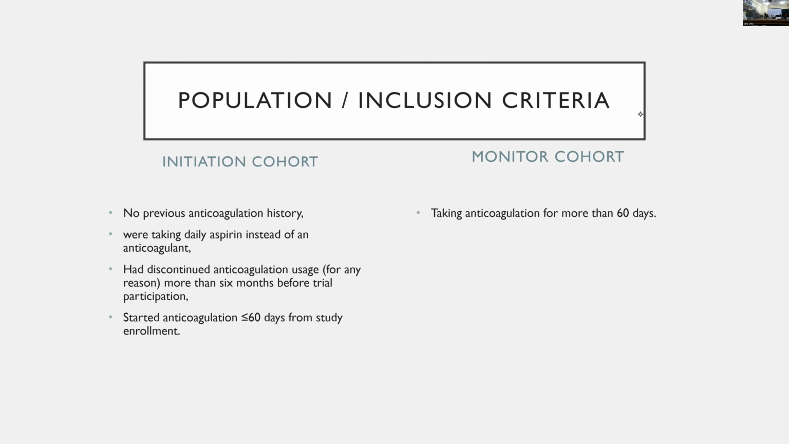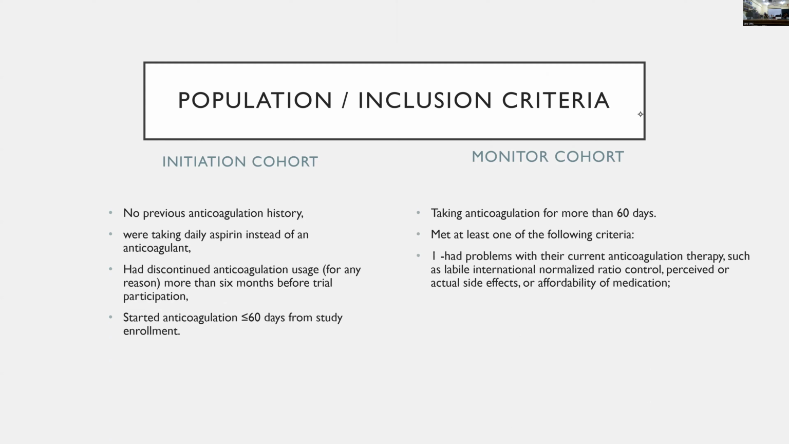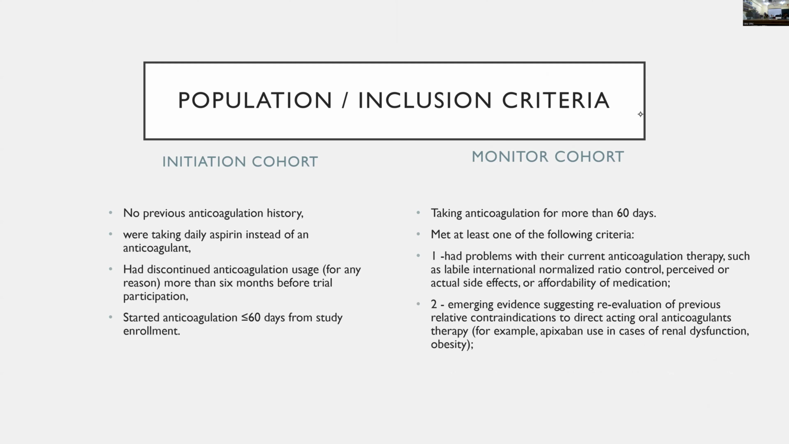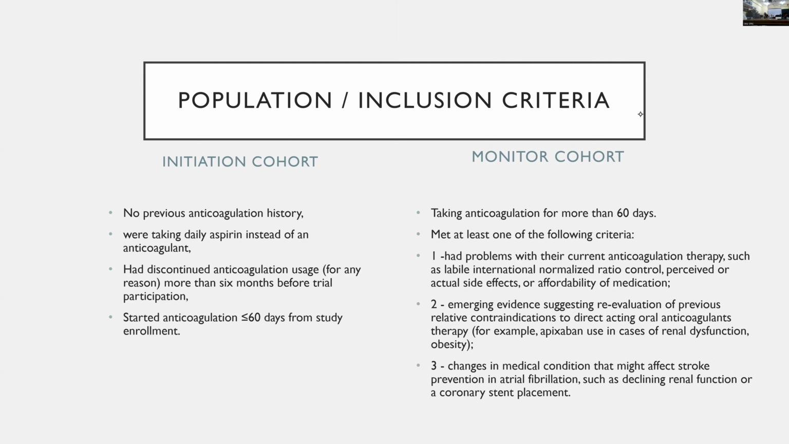Monitor cohort are people who are taking anticoagulation for more than 60 days, and they have either one of the following criteria, like they have some problems with the anticoagulation. Either the value is not correct, INR is not correct. If they have either perceived or actual side effects, or affordability cost is an issue, or they have some previous contraindication that has changed. For example, apixaban use in renal dysfunction or obesity, and now the criteria has changed. Or the medical condition has changed that will affect stroke prevention. For example, the renal parameters are going up, or there's a stent placement. So those were the people who were included in the monitor cohort.